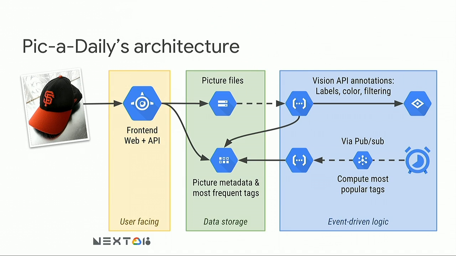So App Engine for the front end, two functions in Node.js, and we have a second service in App Engine, which is the admin interface. All right, so let's see that on the demo machine.